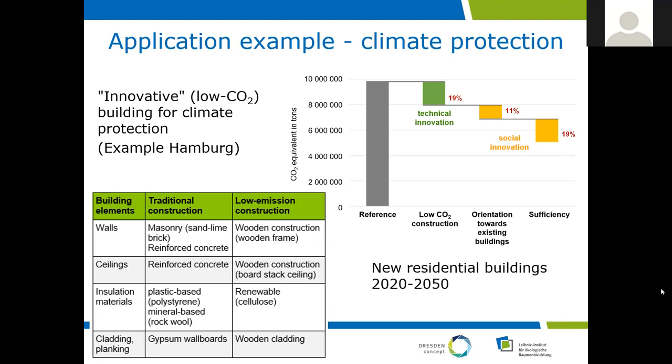Another strategy is called sufficiency: to reduce the per capita living area in the new buildings plan and provide smaller flats and houses in Hamburg. This plan may help further reduce the greenhouse emissions by 19%.